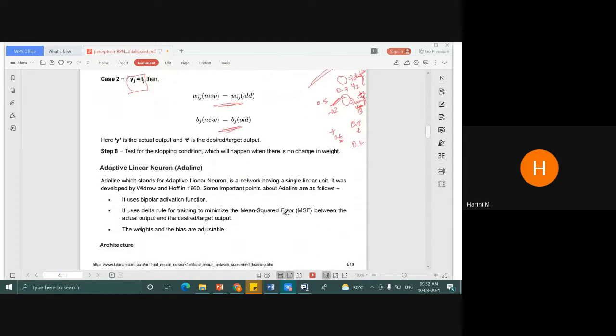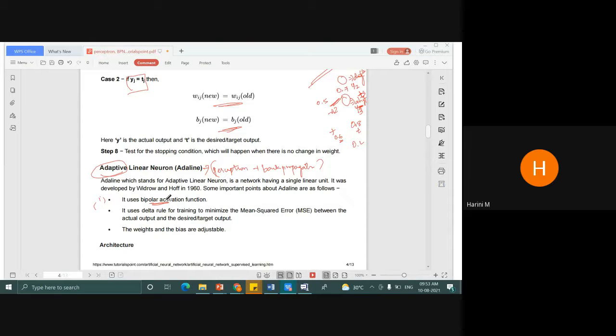The next topic is adaptive linear neuron. As I told you, the advantage of this over perceptron is back propagation. So perceptron plus back propagation together is known as adaptive linear neuron. It adapts on its own as per the requirements. Now, these are the characteristics. The first point is that it uses bipolar activation. The difference is that in case of binary, it is either 0 or 1.